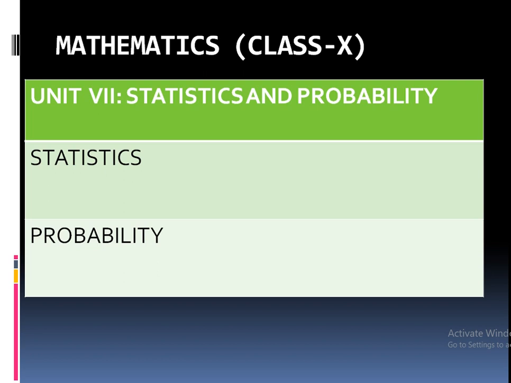Unit 7, last unit, statistics and probability. There are 2 chapters. First chapter is statistics, second chapter is probability. In the first chapter, statistics, we have mean, median, mode of grouped data. Also we have cumulative frequency graph.